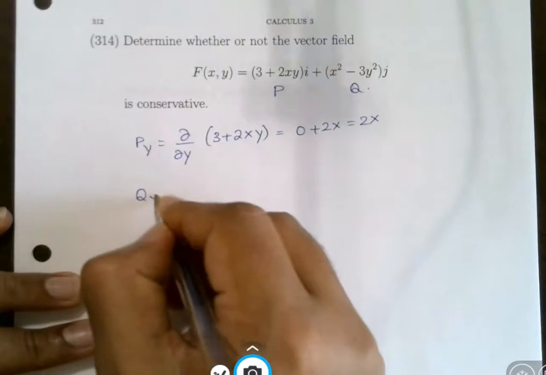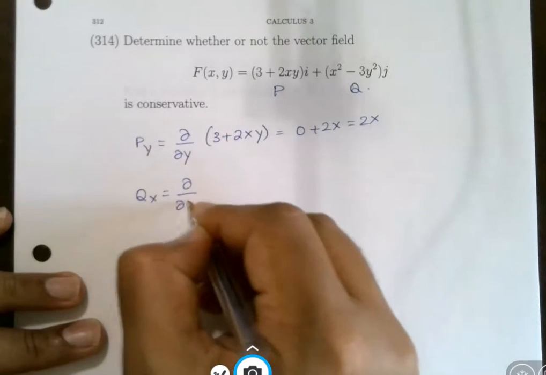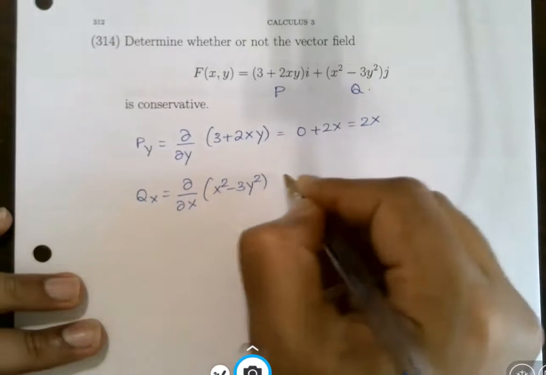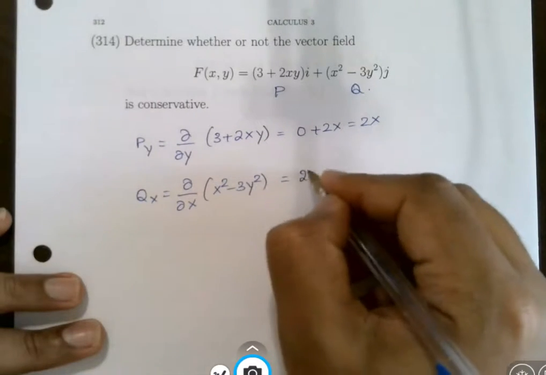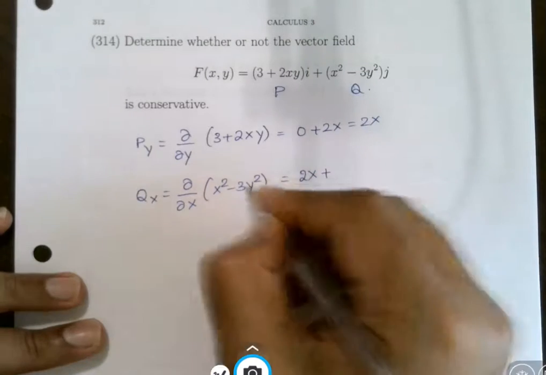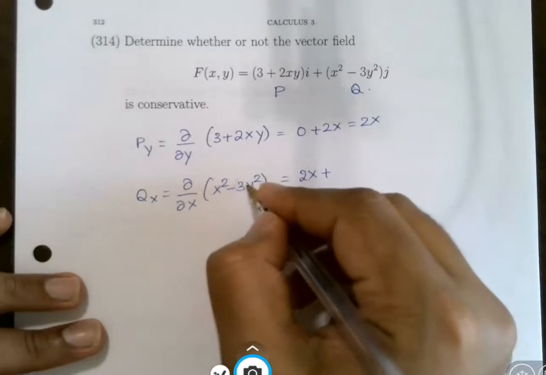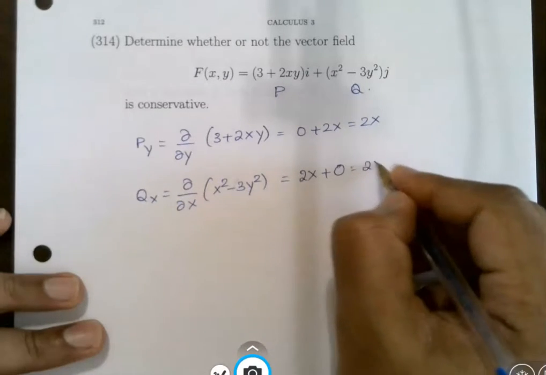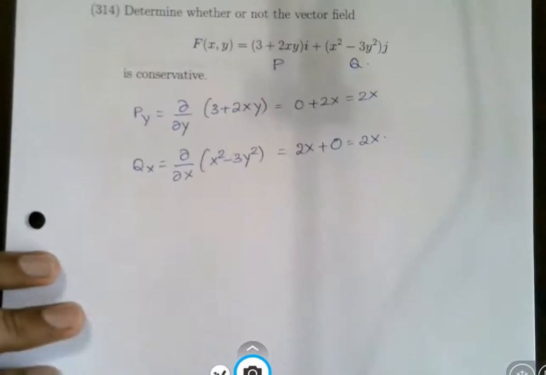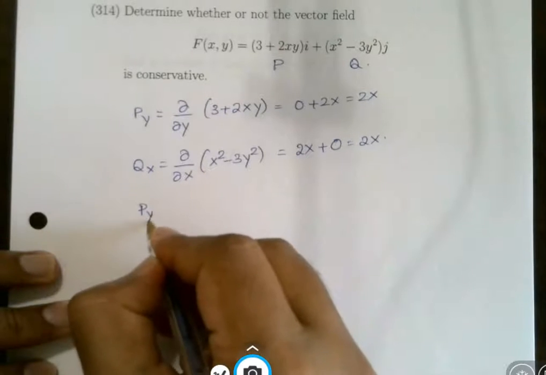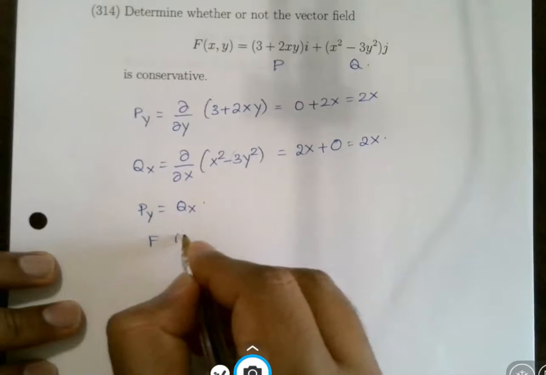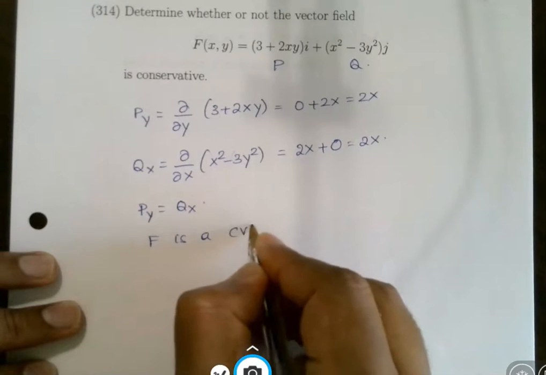And then you have Q_x, the partial derivative with respect to x of x squared minus 3y squared. The derivative of x squared is 2x, and 3y squared has no x in it, so its derivative with respect to x is 0. So that's going to be 2x again, right? Are you with me on that? So here you have P_y equal to Q_x, so that means F is a conservative vector field. Remember that.